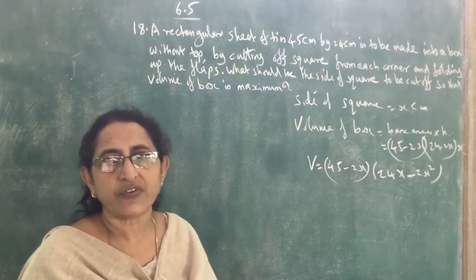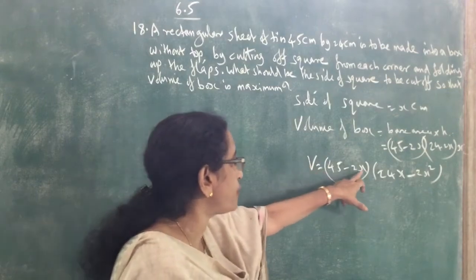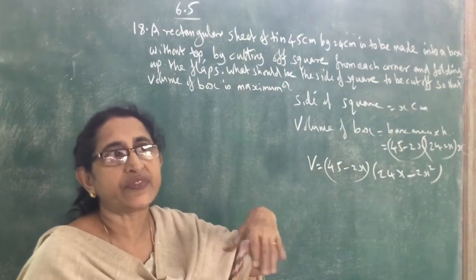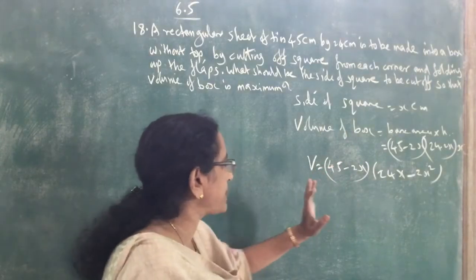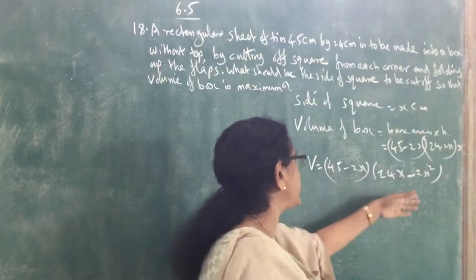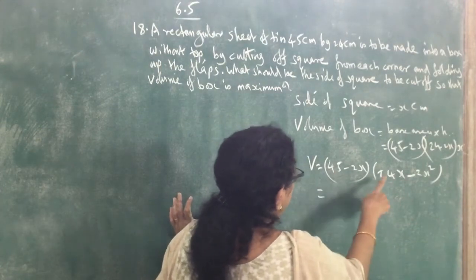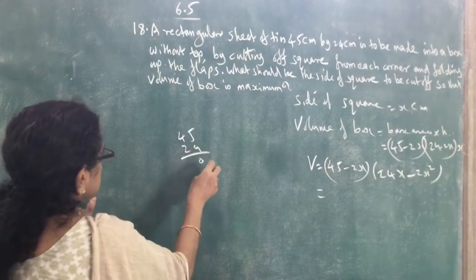So we follow the same method, the second derivative test. V is a function of only one variable x. So we have to find the first derivative, then the second derivative, and use the second derivative test. First we multiply out, because when we multiply we will get a third degree expression. So 45 into 24, multiply 45 into 24.